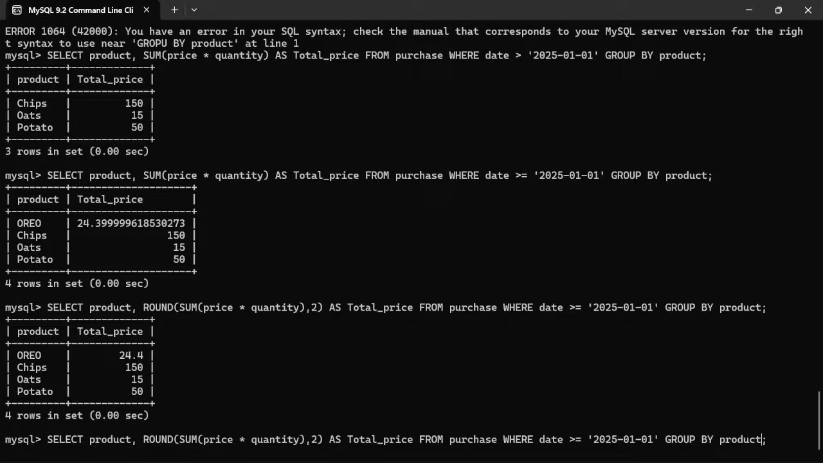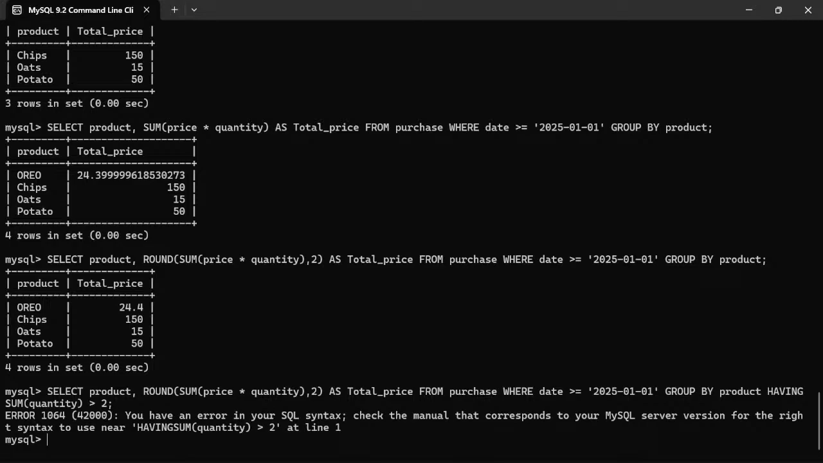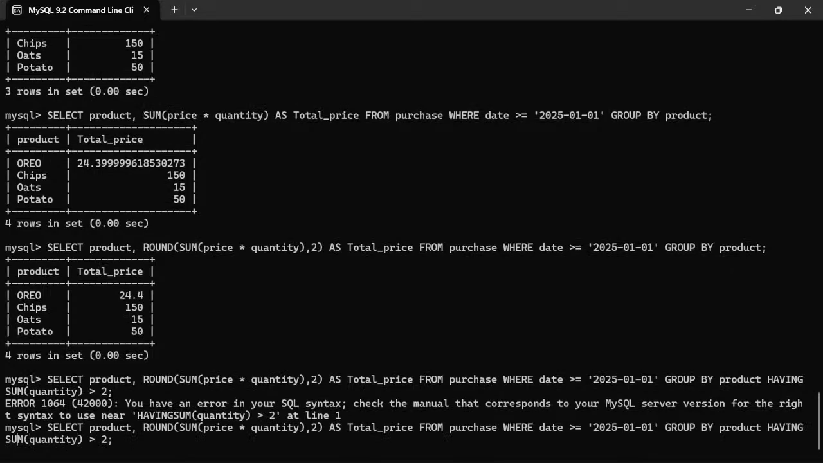So there is another clause here that is called the having clause. The having clause contains conditions on aggregations. So they provide conditions on aggregation. Let's say sum of quantity is greater than 2. Having and sum.